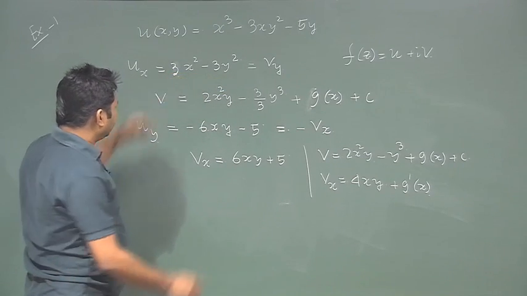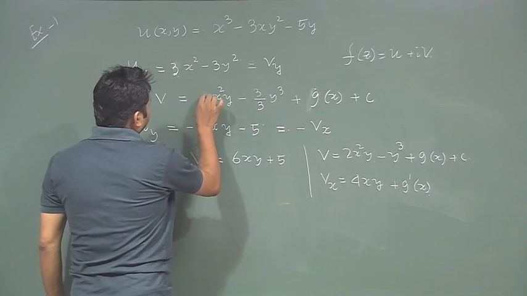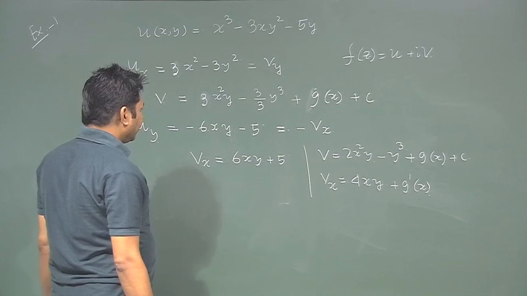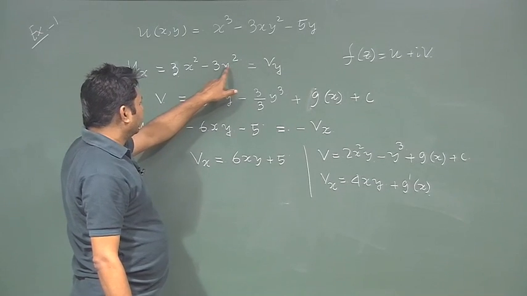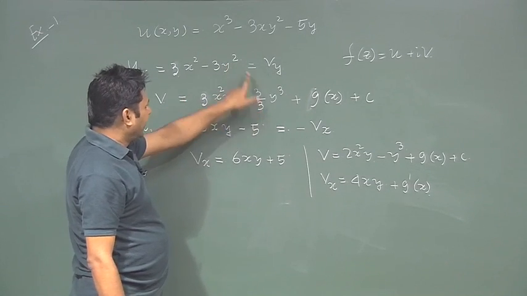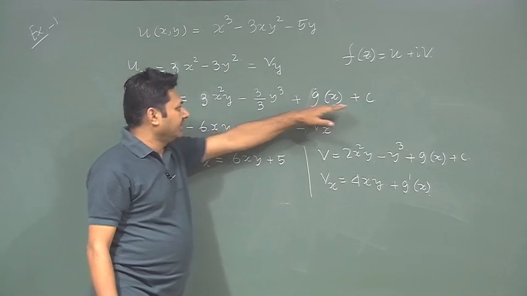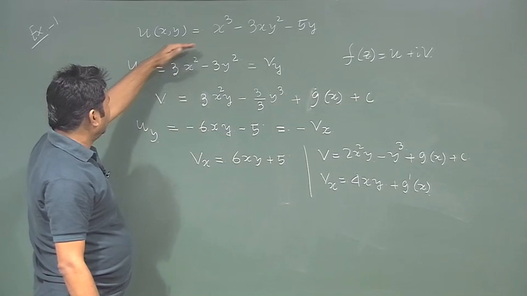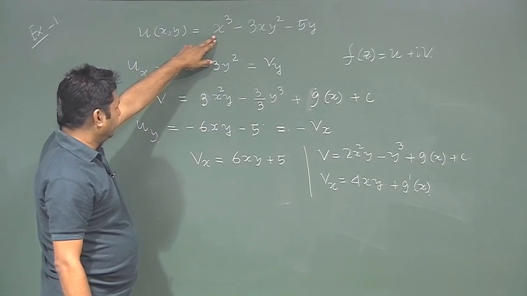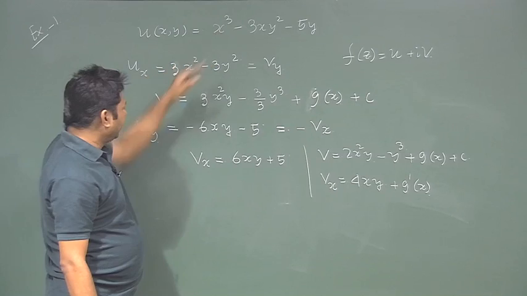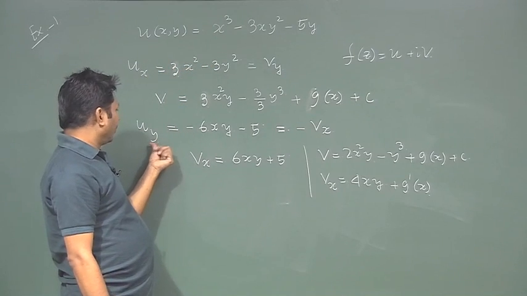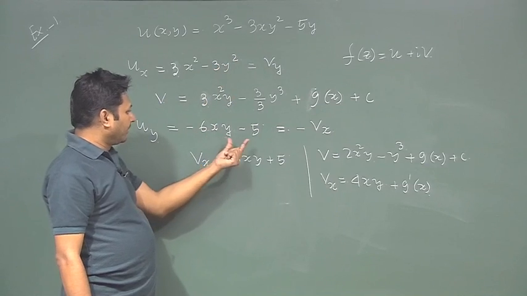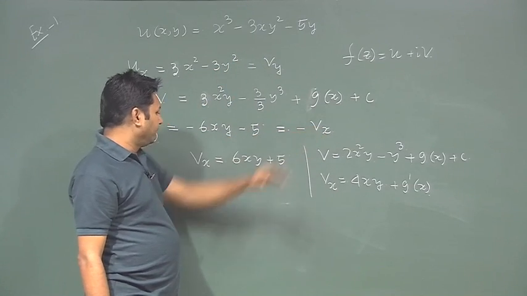So, integration of this quantity gives this quantity, which should be changed by 3. Another thing, I hope other things are okay. So, it will be y cube divided by 3, and because of the integration I will have g(x) plus c. So, for u_y, again I can do the same thing with respect to y. When I take the derivative with respect to y, the first term will not be there, the second term will be 6xy minus 5, which is equal to minus of v_x.